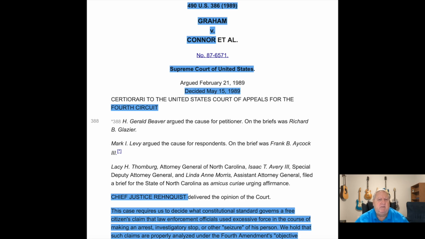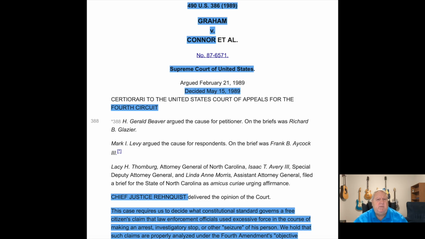Opinion written by Justice Rehnquist, the Chief Justice. So this case requires us to decide what constitutional standard governs a free citizen's claim that law enforcement officials used excessive force in the course of making an arrest. That's the issue here, excessive force by law enforcement. In the course of making an arrest, investigatory stop, or other seizure of his person.